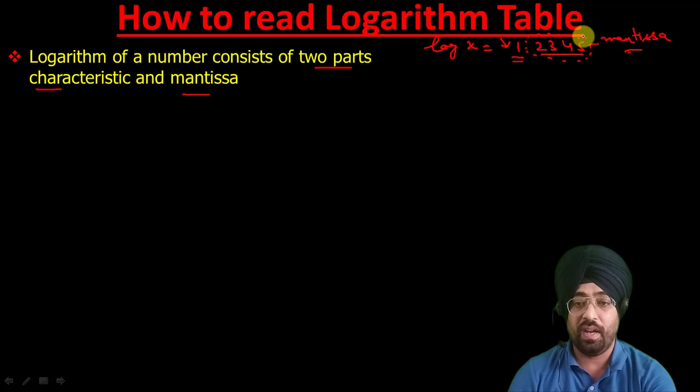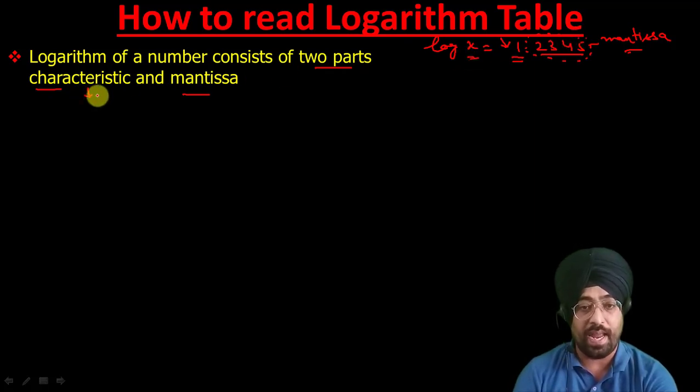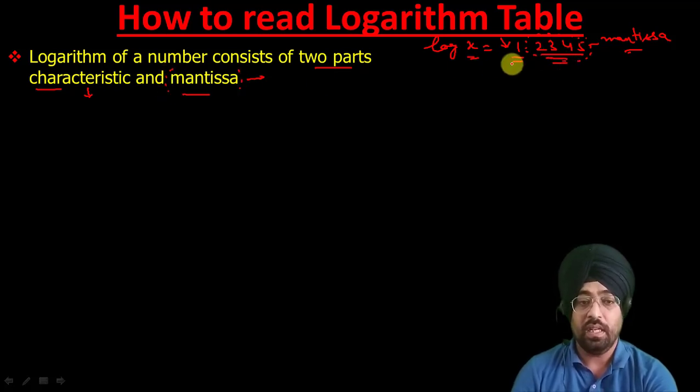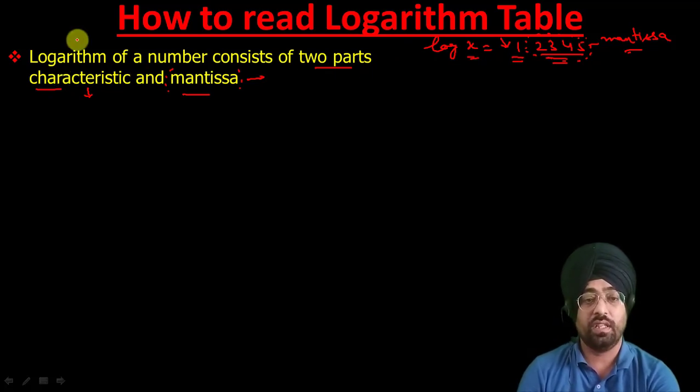Now if we have to find the log of any number, we need two things, characteristic and mantissa. There are various rules by which we can find the characteristic, which I have discussed with you in my previous lecture. Generally the logarithm table gives us the value of the mantissa, this fractional part. The characteristic of any number we have to find using the rules.